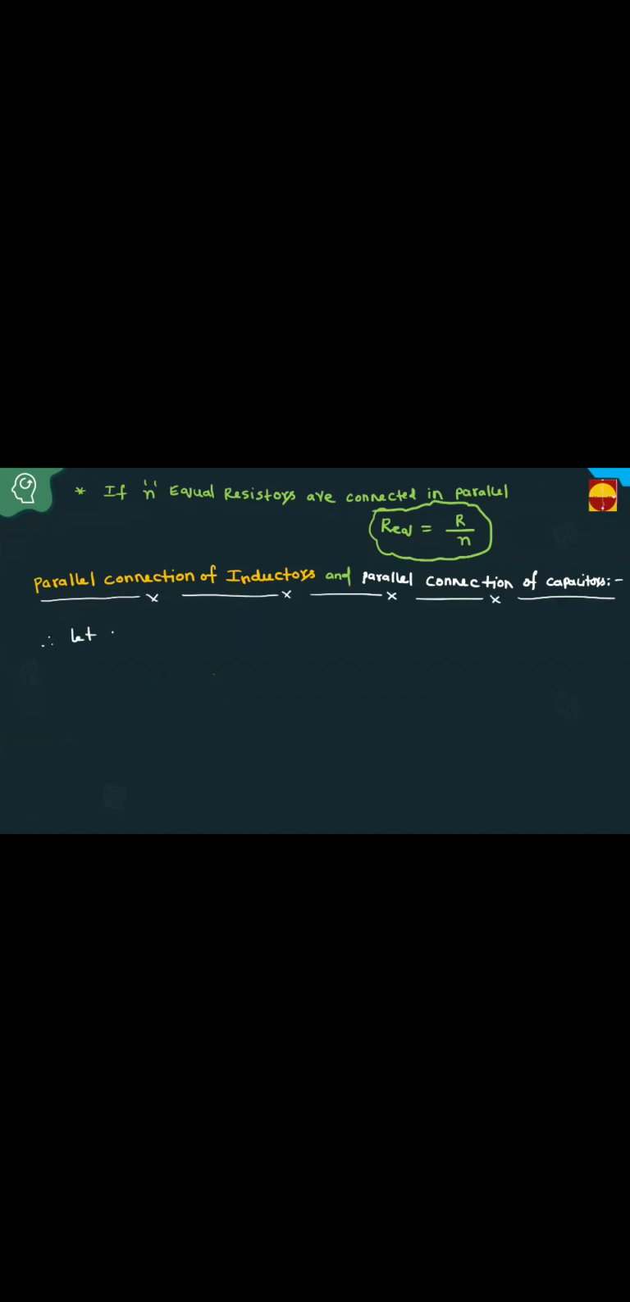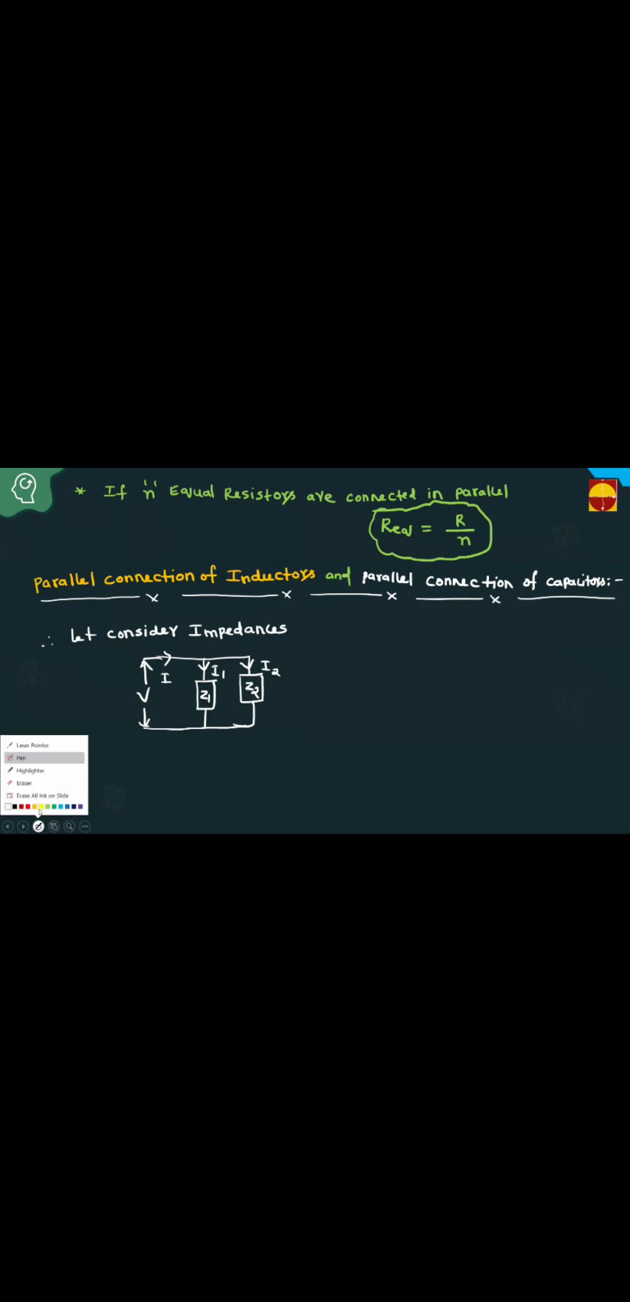Let's consider impedances. Let two impedances be in parallel. This is Z1 and this is Z2. Let this voltage be V. This current is I, this is I1. We know that in a parallel connection, voltages are equal and currents are divided. Voltage across Z1 equals voltage across Z2 equals V. So what is I equal to? I equals I1 plus I2.